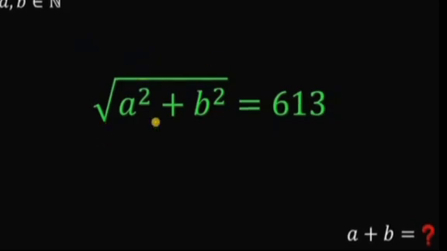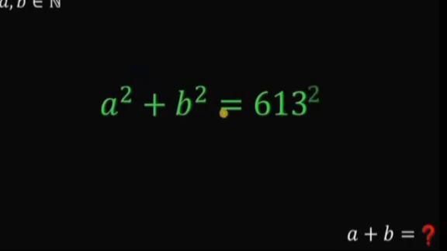So, given this equation, square root of a squared plus b squared equals 613, wherein a and b are both natural numbers, then our goal in this question is to find the numerical value of a plus b. Now, seeing this equation, if we square both sides, we have a squared plus b squared equals 613 squared.